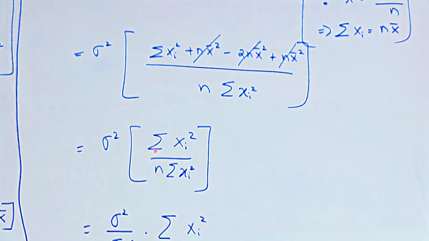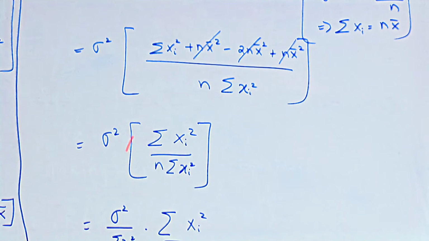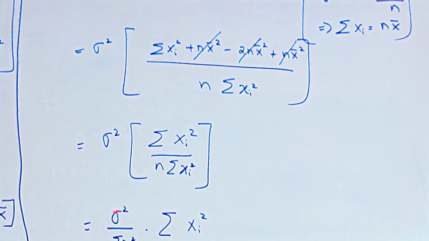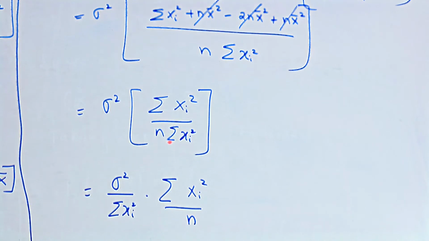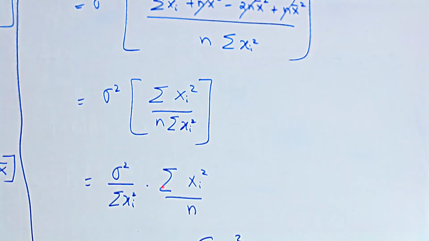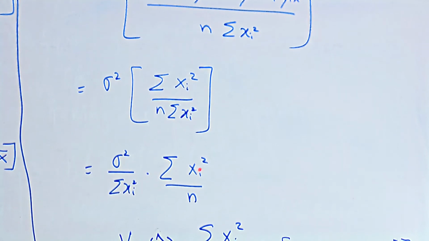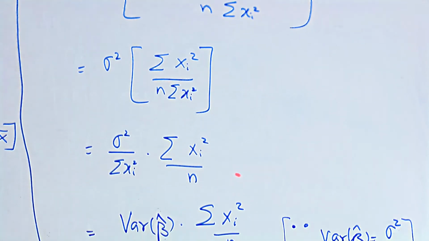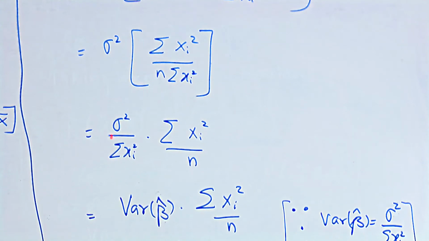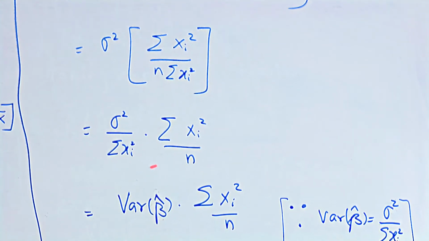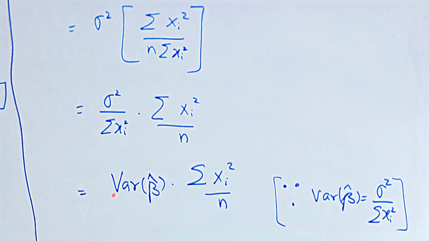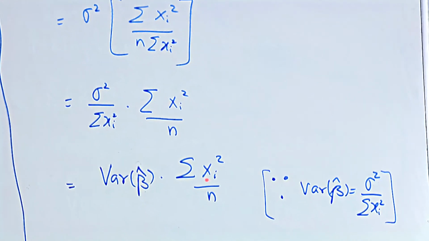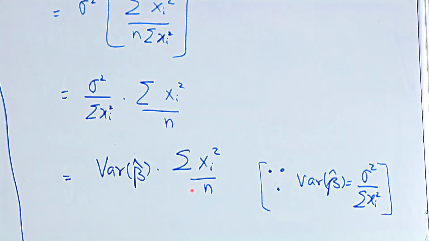Okay, now let us see. Actually, these terms can be rearranged, and we can make it into very plausible terms. First term is sigma square divided by sigma small xi square into sigma capital Xi square divided by n. So with this we know already, this is nothing but variance of beta hat. So this variance of alpha hat is nothing but variance of beta hat into sigma xi capital Xi square divided by n.